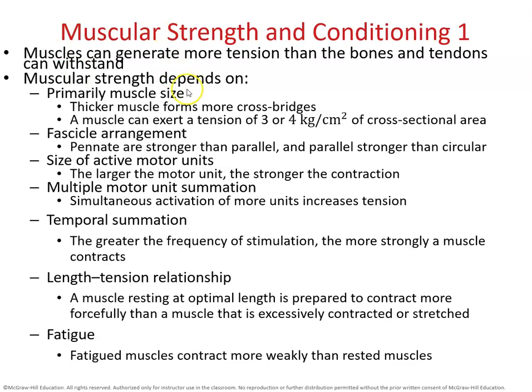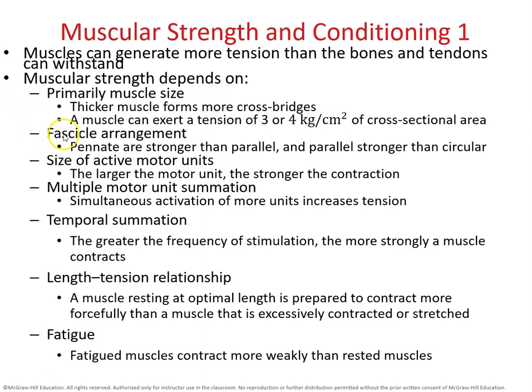When we talk about how strong muscles are, what we're talking about here is how many cross bridges can form, and the more cross bridges that form, the thicker the muscle is, and the more prominent that muscle looks in the body. So somebody who has been lifting weights is going to be able to form more cross bridges, is going to have thicker muscles that appear larger when you look at the person.